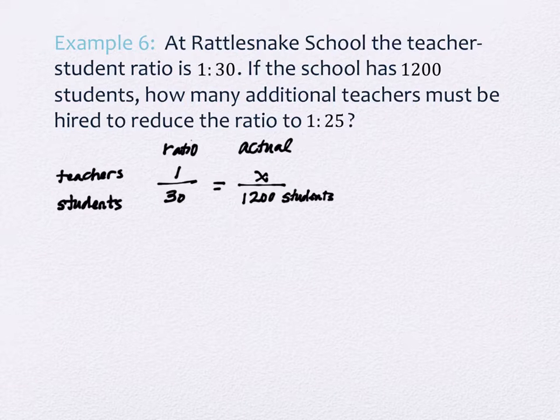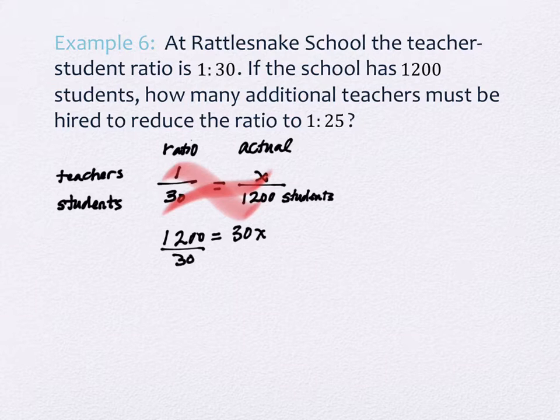So we're going to cross multiply. So I have 1,200 equals 30x. What would I need to do? Yep, divide by 30. So what is 1,200 divided by 30? 40. Yeah, there are currently 40 teachers. I'm going to put the word now just to remind ourselves. This is what we currently have right now. Okay, but that's, of course, not what we want to have.